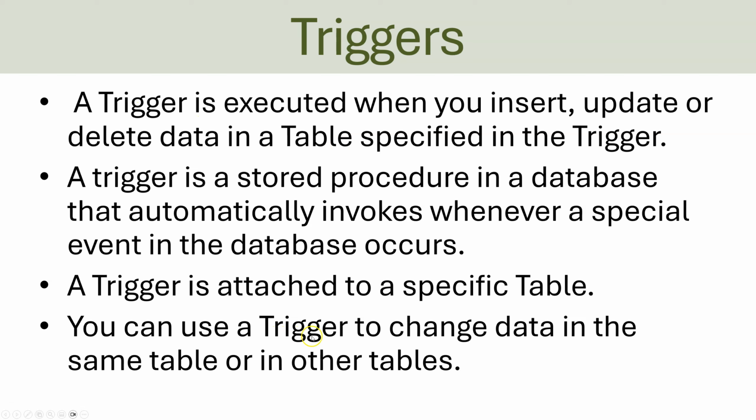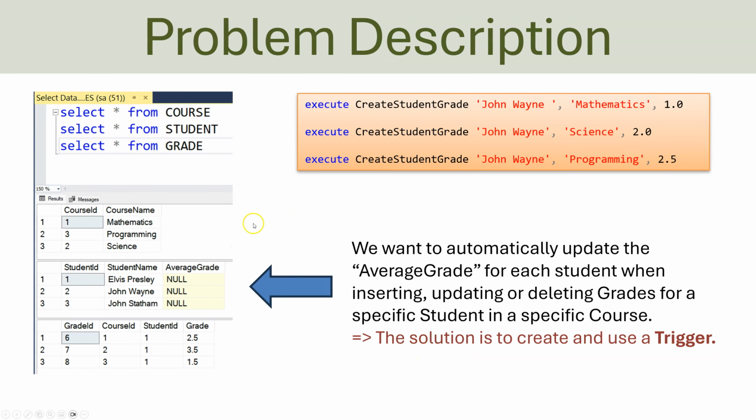And typically you can use a trigger to change data in the same table or in one or more other tables. Like in this case, when we insert a grade in the grade table, we want to update this average grade column in the student table. So let's see how we can create a trigger for that.